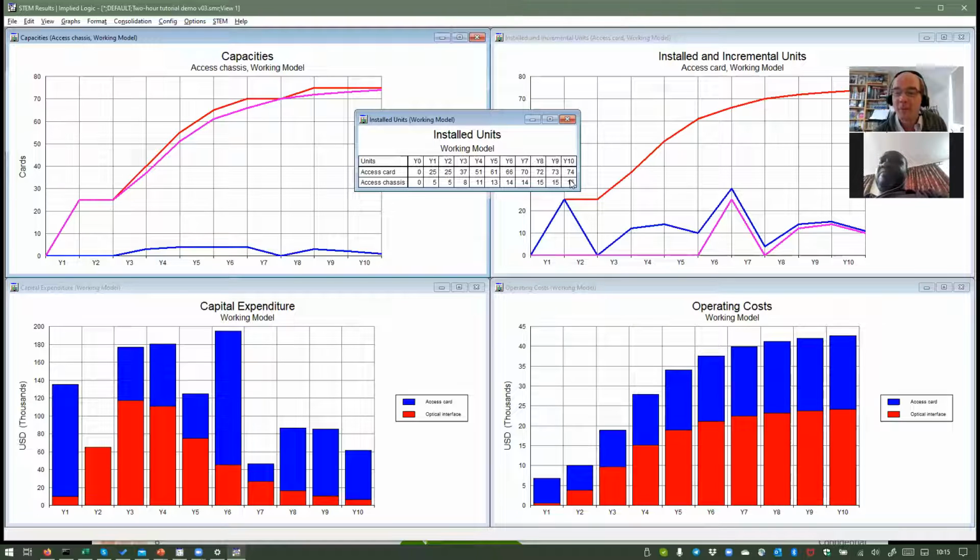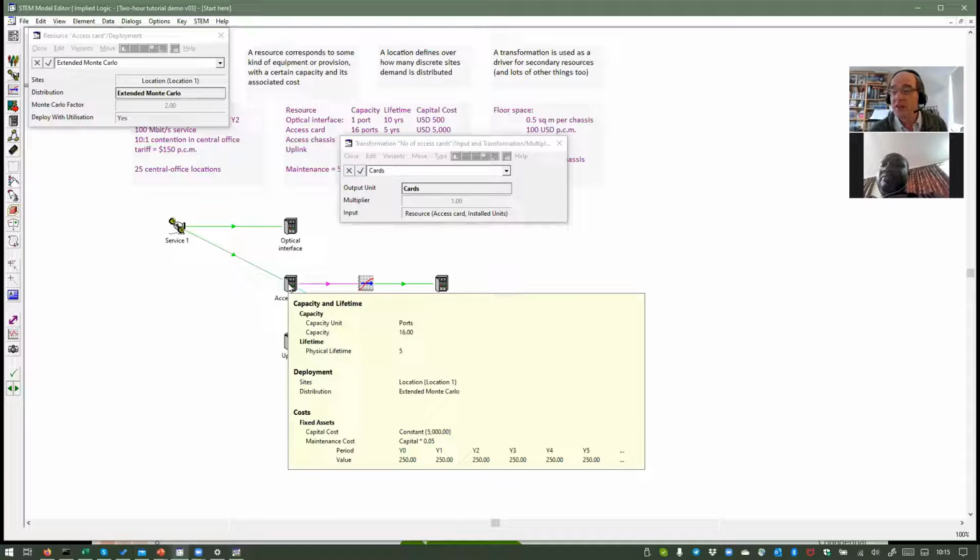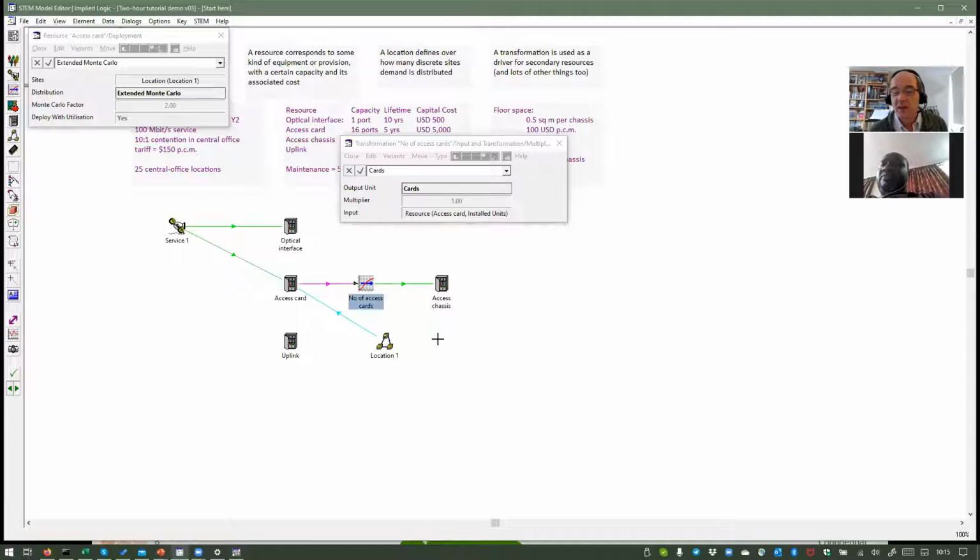Indeed. So at the moment, what STEM knows is that the cards are in different places. It doesn't know where the chassis are. We have not related them to the location. So basically, in principle, this could be a virtual chassis in a data center somewhere. We haven't told it that it is actually co-located. So exactly as you say, I need to connect the location to the access chassis.